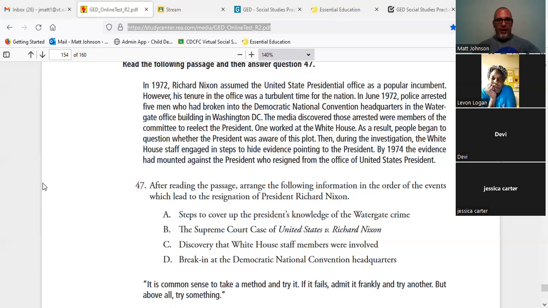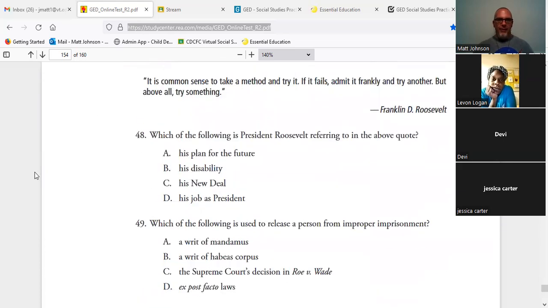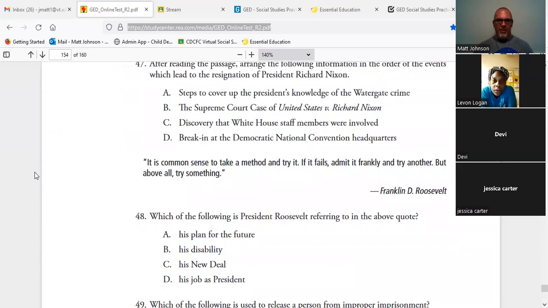And then we have the Supreme Court case, which gets us to his resignation. So the passage is a little... if something like this were to come up, obviously Watergate may be something that will be discussed in there. So the cover-up happens, and then they discover who all was involved, which is not explained real well in our little passage here. So what we have here, it is common sense to take a method and try it.